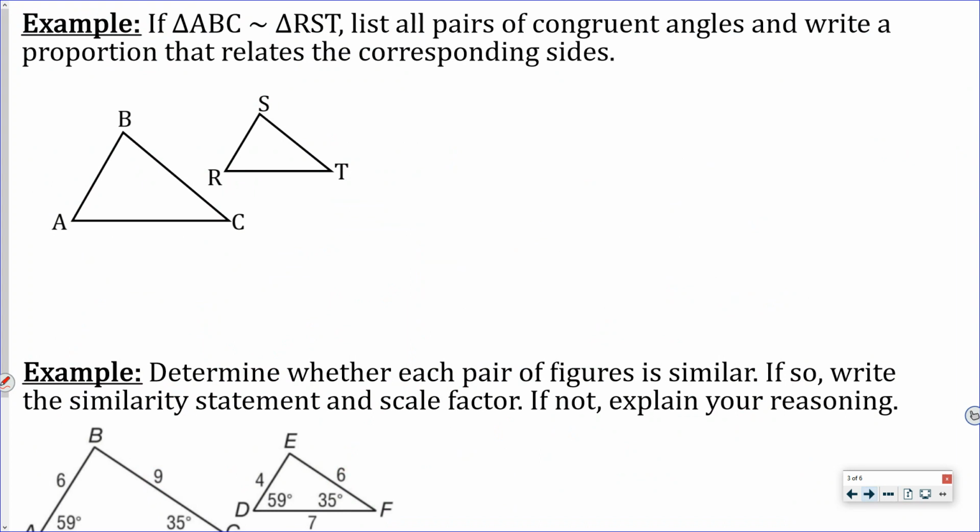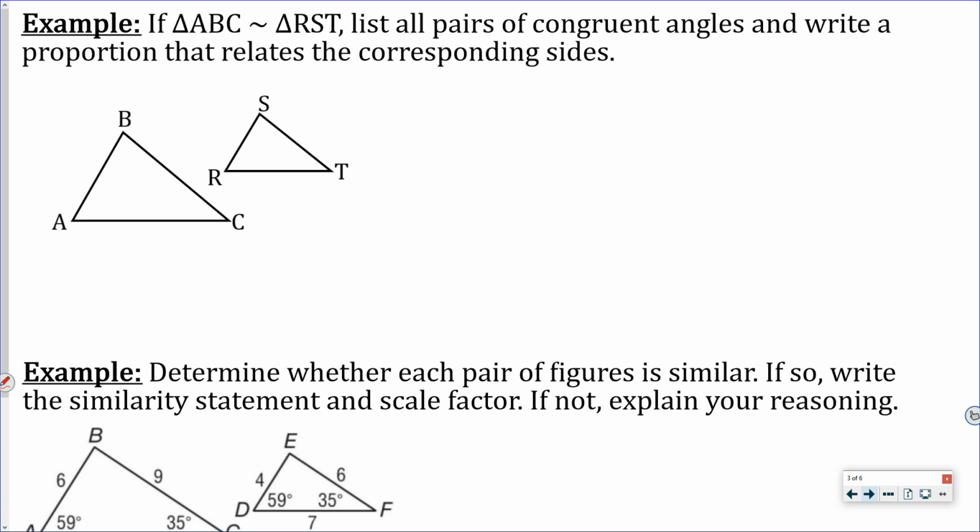In this first statement, they say, if triangle ABC is similar to, so they're not the exact same triangle, they just have the same angles and maybe, well, I should say maybe, they're telling us it's similar, and a ratio between the sides. So triangle ABC is similar to triangle RST. List all pairs of congruent angles and write a proportion that relates the corresponding sides.